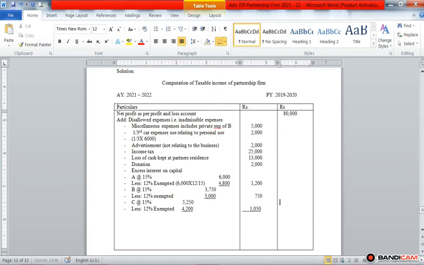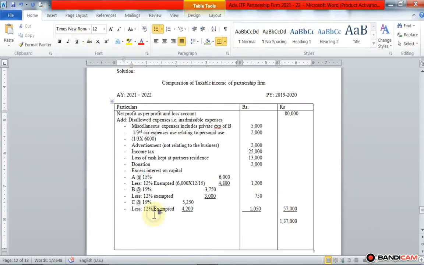57,000 is the total of the inner column. Add this 57,000 in 80,000. Here we get 1,37,000. Now we add.